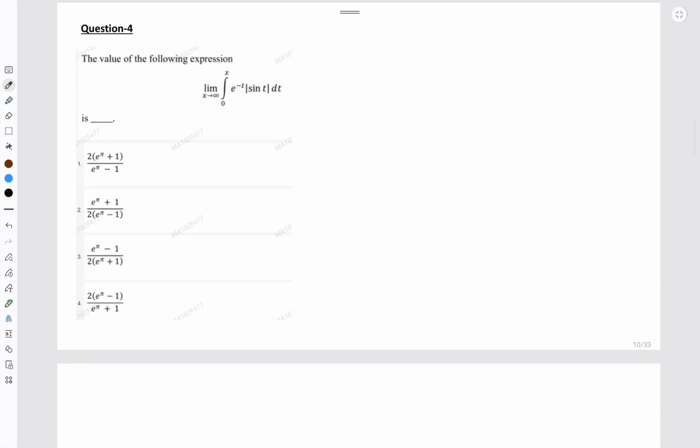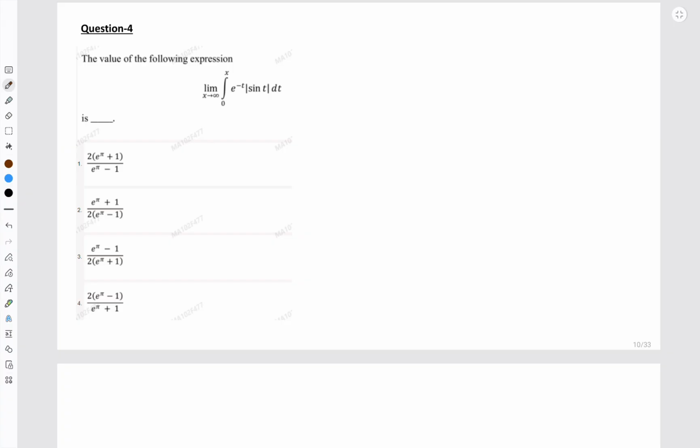This is an integration given to us, and we have to find the value of this integration as x tends to infinity. So how can we think about it? There is nothing extra given. It is a plain simple question.